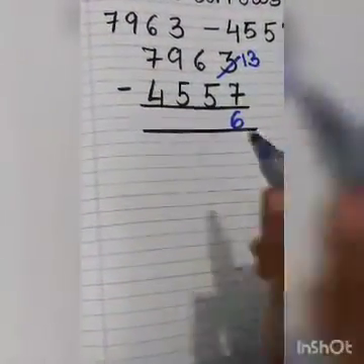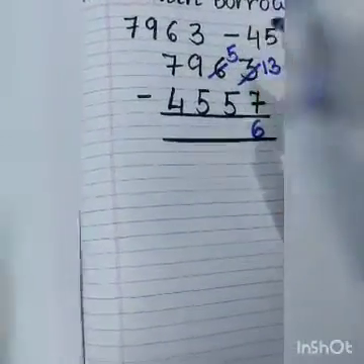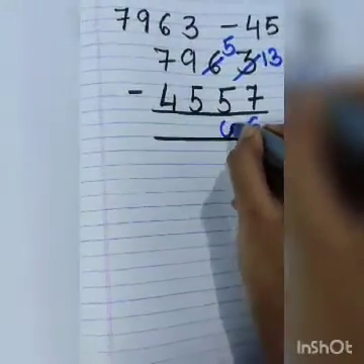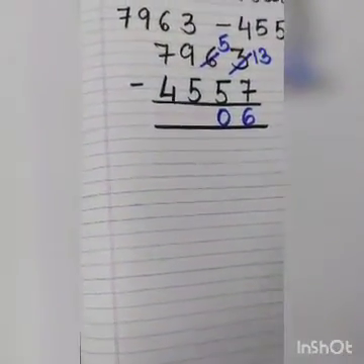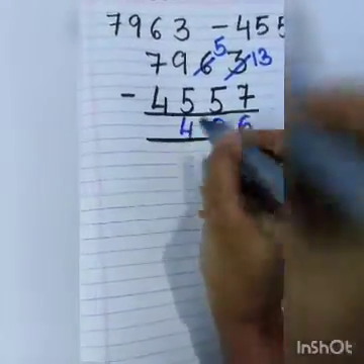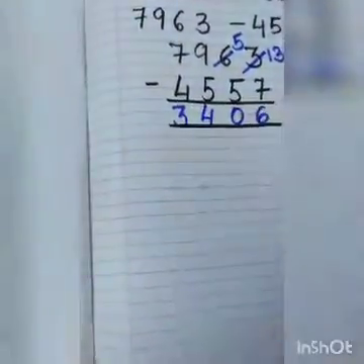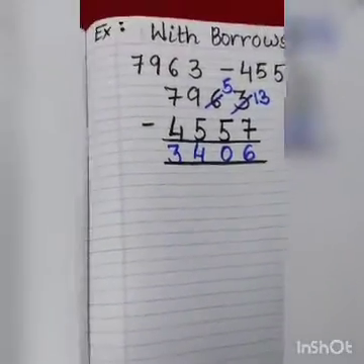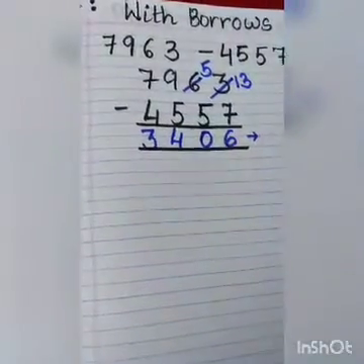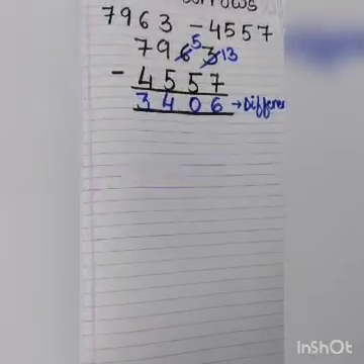Now, the other number 6 is only left up with 5 as it has given a borrow. 5 minus 5 will give us 0. Now we have 9 here. 9 minus 5 will give us 4 and 7 minus 4 will give us 3. Hence, the answer or the difference for the following number is 3406.